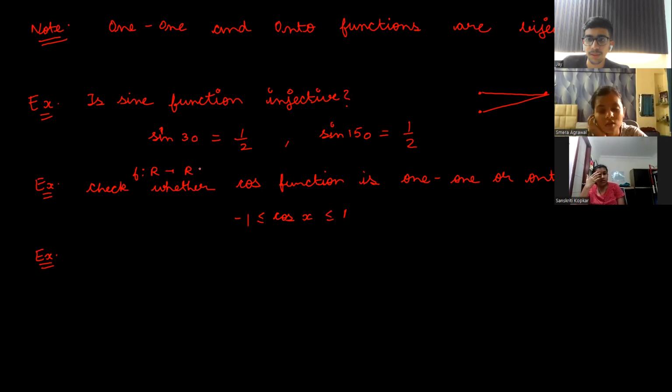The function is from R to R, so it will not be an onto function, because cos x covers only the values from -1 to 1. So it's not 1 1 and it's not onto as well. So sine and cos are many to one functions.